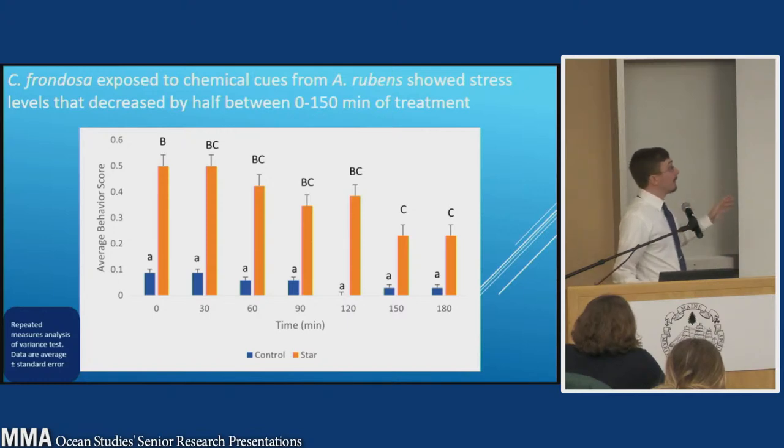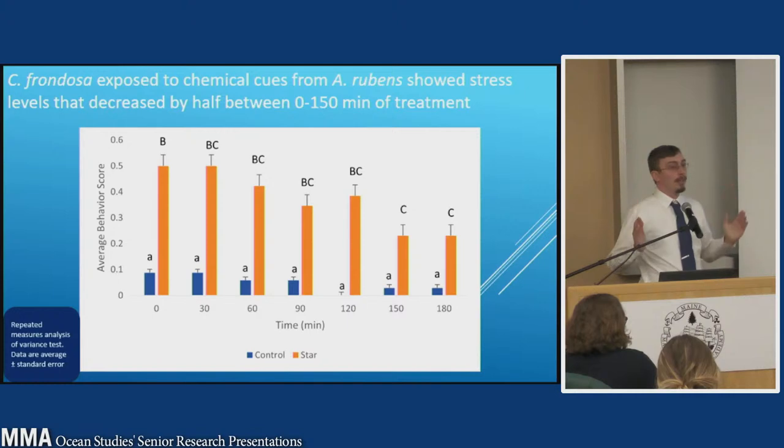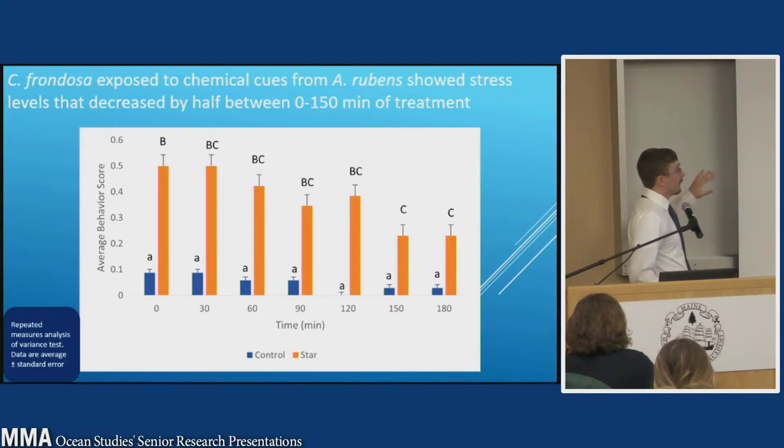And then I used a repeated measures ANOVA to look for changes in average behavioral stress over the course of the experiment within treatments. So this is still blue control, orange for the C-star group. Each bar that shares a letter with another bar is not significantly different from that bar. So you can see that over the course of the experiment, looked at once every 30 minutes, you can see that the control group displayed no changes in the average behavioral stress score, whereas the sea cucumber group, the ones that were exposed to the sea star, decreased their average behavioral stress score by 50% after 3 hours of continued exposure.